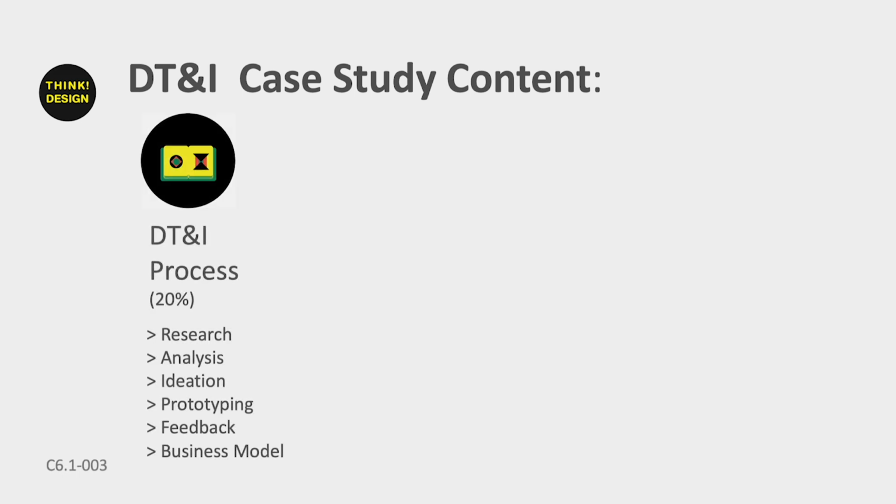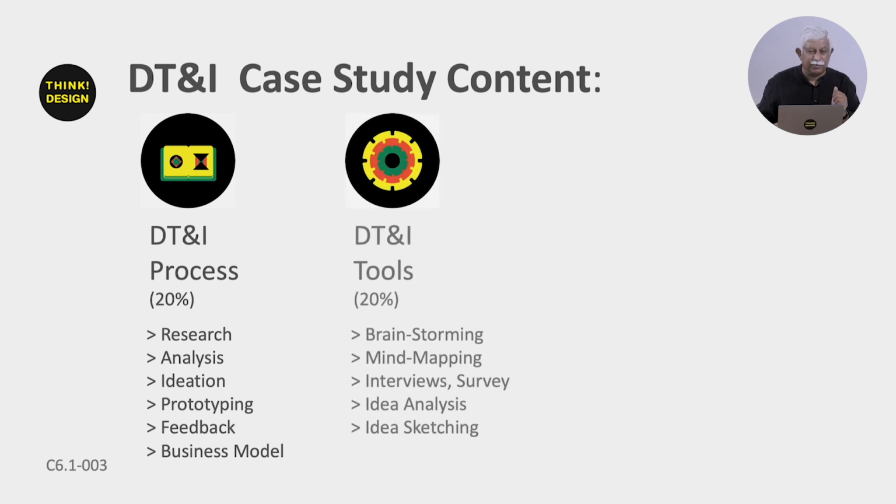The project follows the 6 steps of the design process, starting with research, analysis, ideation, prototyping, feedback, and creating a business model. These are some of the tools which have been used in the project: brainstorming, mind mapping, interviews and surveys, idea analysis, and idea sketching.